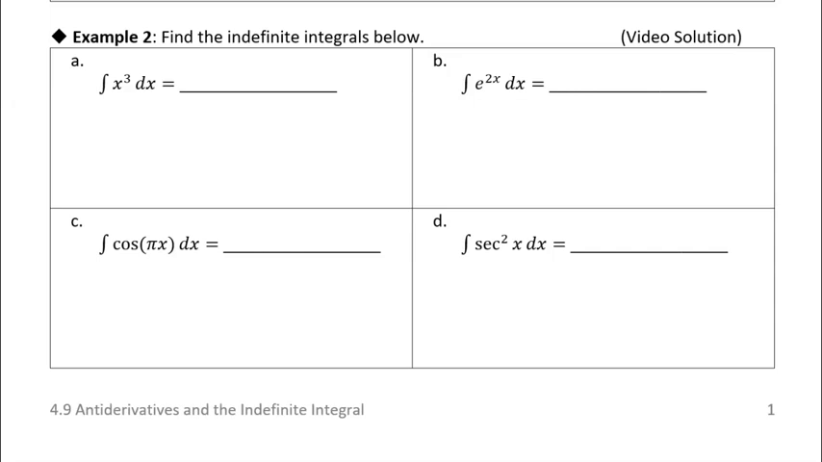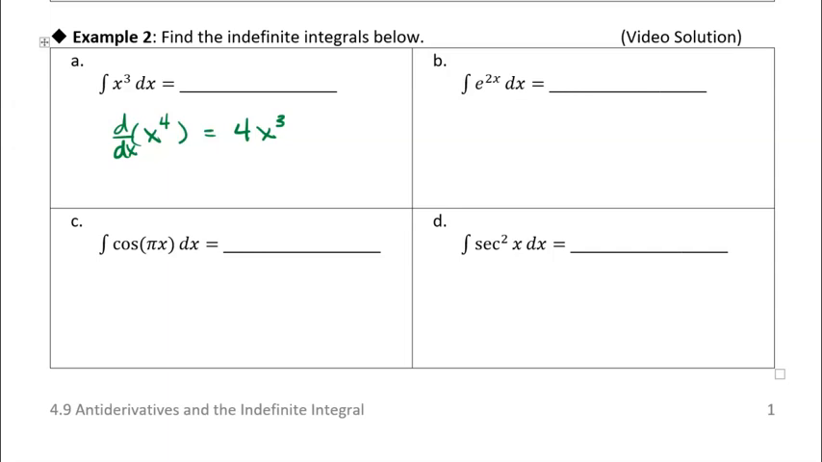Well, I haven't given you the rules yet, so let's think about what function might have a derivative of x cubed. Well, I know that if I find the derivative of x to the fourth, that derivative is equal to 4x cubed. Okay, we're close, right? We're kind of just off by a constant.